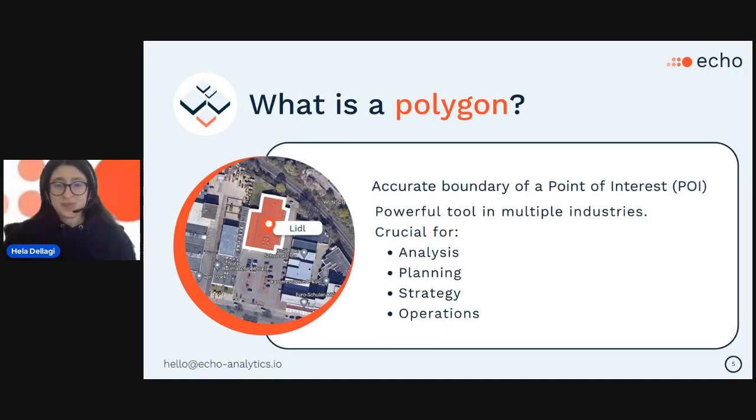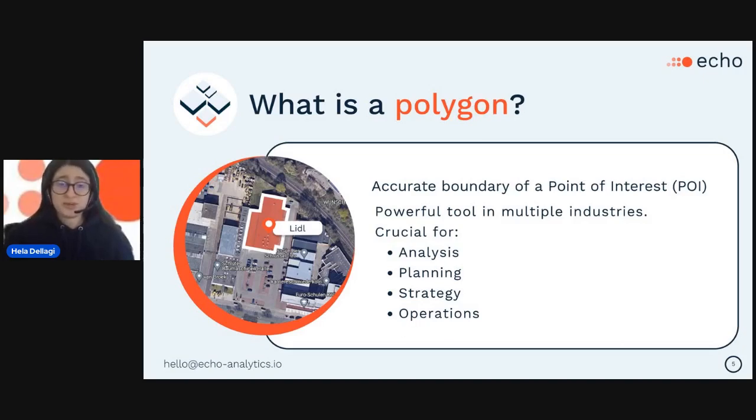So what is a polygon? Before we define a polygon, let's first define a point of interest, a POI. A POI is a location that is characterized by geographical coordinates, a latitude and a longitude. It can be anything that you're interested in. It can be the shop, as you see on the image. It can be a house. It can be a road. It can be a bench. Anything you want. So a polygon defines the boundaries of this POI.